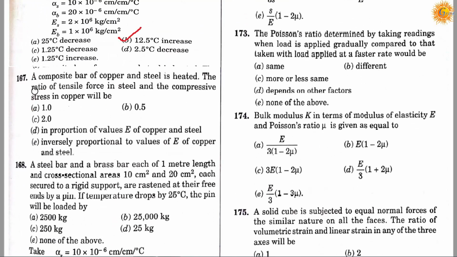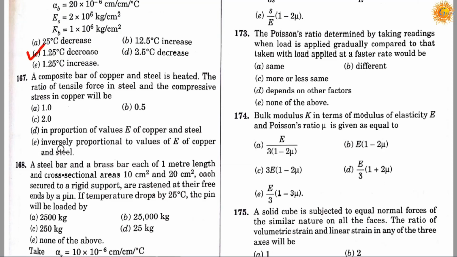Question number 167. A composite bar of copper and steel is heated. The ratio of tensile force in steel and the compressive force in copper will be: option A, 1; option B, 0.5; option C, 2; option D, in proportion of value E of copper and steel; option E, inversely proportional to value of E of copper and steel. So correct answer is A, it will be 1.